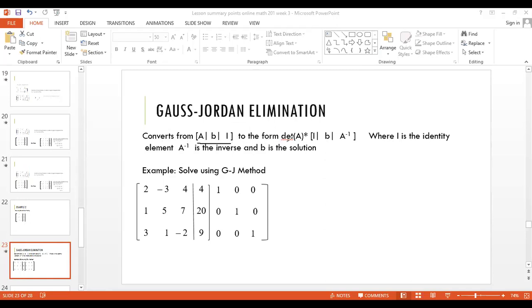element into the form determinant of the matrix A times the identity, solution, and inverse of the matrix A, where I is the identity matrix and A inverse is the inverse and B is the solution of the system. Okay, and here we are using the factorization method together with the normal Gaussian elimination approach.